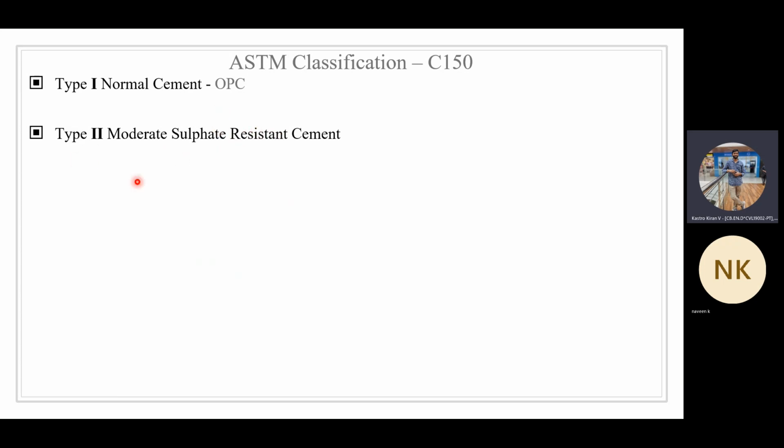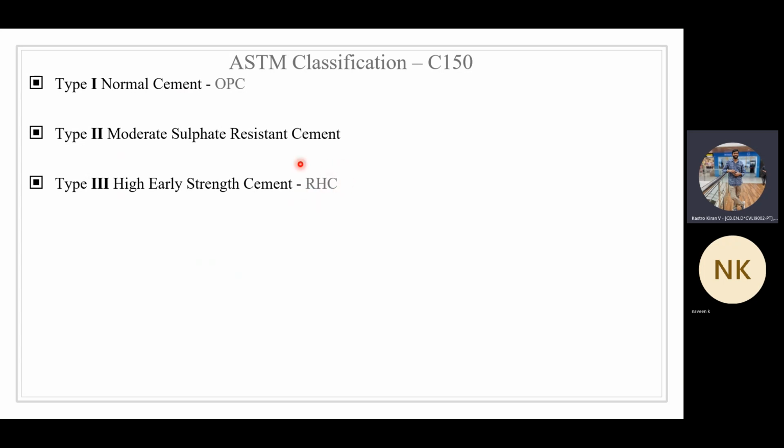Okay, type 2 cement in US standards is basically a sulfate resistant cement. Again, it's a moderate sulfate resistant cement. And then we have the third one, which is called type 3. That cement is called a high early strength cement. In Indian standards, we can call that an RHC, that means a rapid hardening cement.